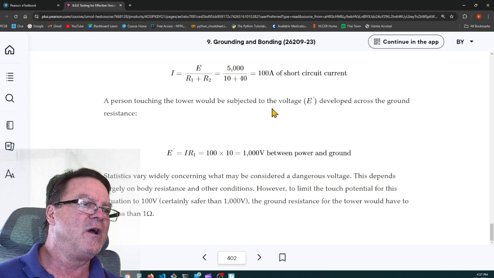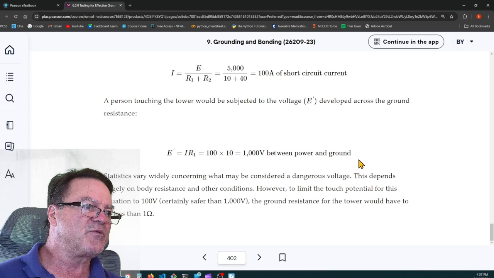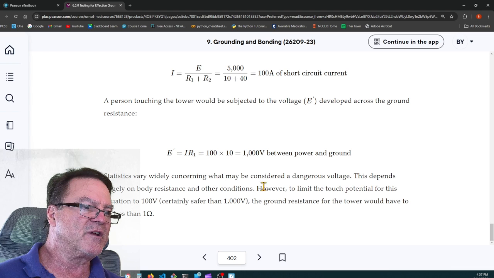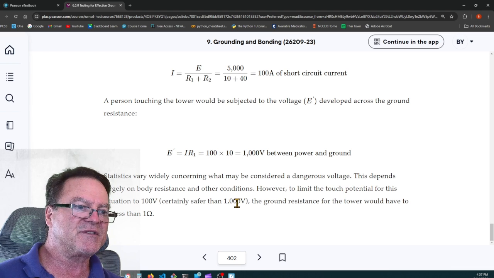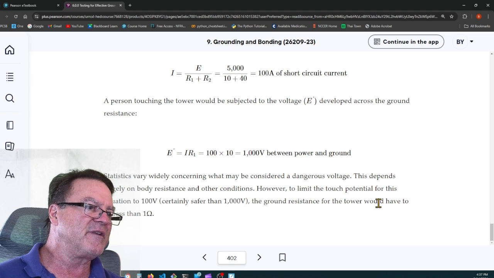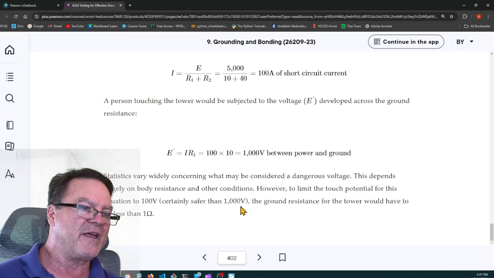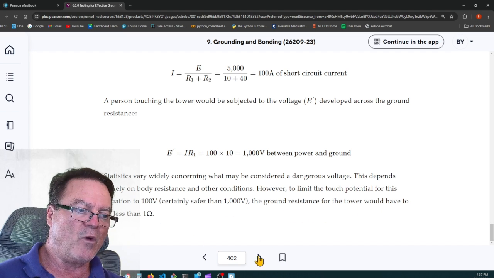A person touching the tower would be subjected to the voltage developed across the ground resistance. So that's 1,000 volts between the power and the ground. Statistics vary widely concerning what may be considered a dangerous voltage. This depends largely on the body resistance and other conditions. However, to limit the touch potential for this situation to 100 volts, certainly safer than 1,000 volts, the ground resistance for the tower would have to be less than 1 ohm.